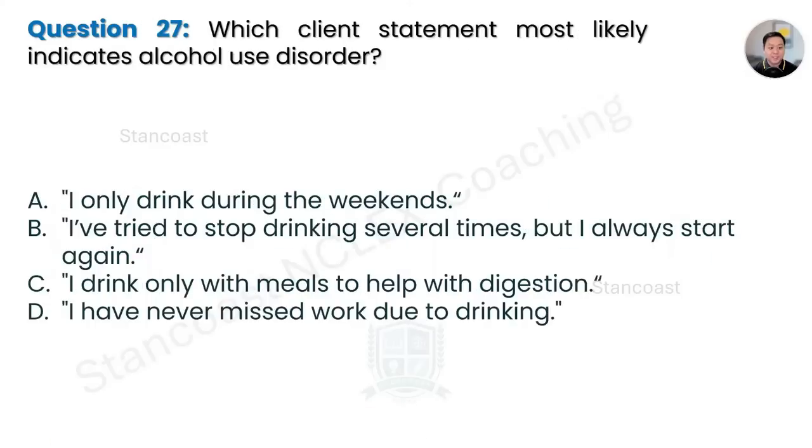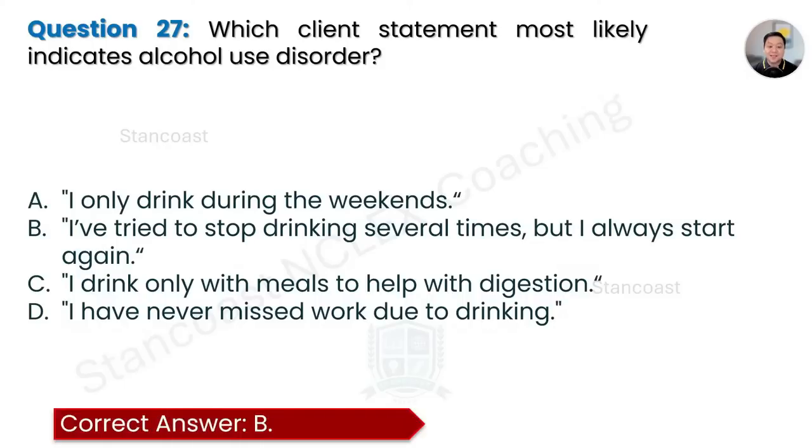Number 27. Which client statement most likely indicates alcohol use disorder? A, I only drink during the weekends. B, I've tried to stop drinking several times, but I always start again. C, I drink only with meals to help with digestion. And D, I have never missed work due to drinking. The answer here is letter B.